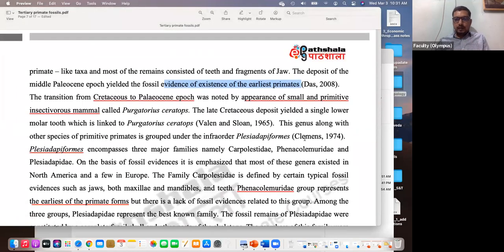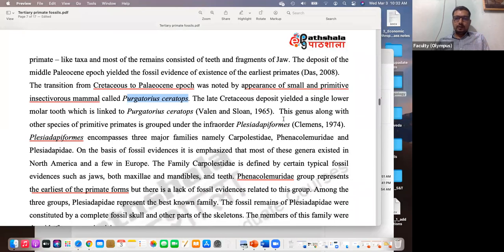There was the appearance of small and primitive insectivorous mammals. They noticed an insect-eating mammal called Purgatorius ceratops. Some of these are specifically named in the history. So they found, in the Paleocene epoch, the appearance of small and primitive insectivorous mammals. They found a single lower molar tooth. Initially they only found the molar teeth, so what they have is a slight comparison of the dentition.